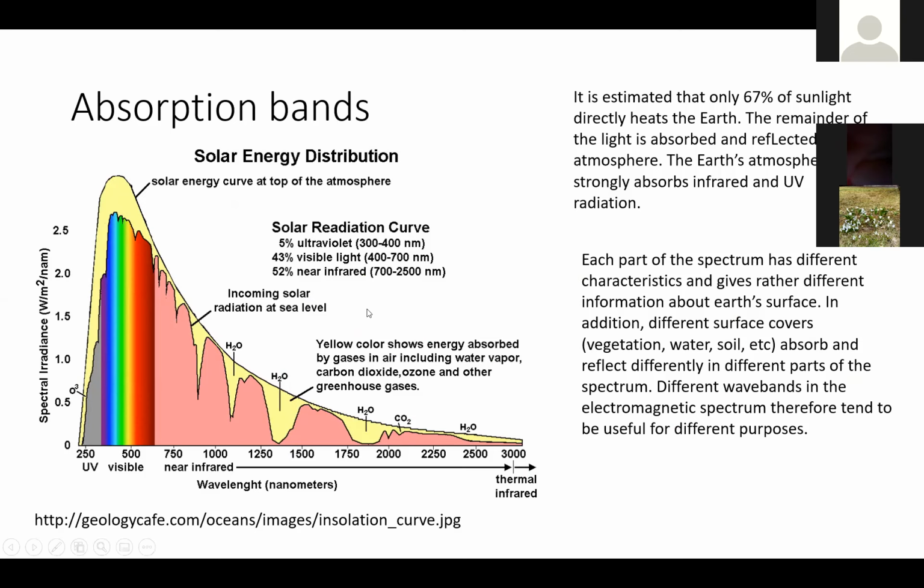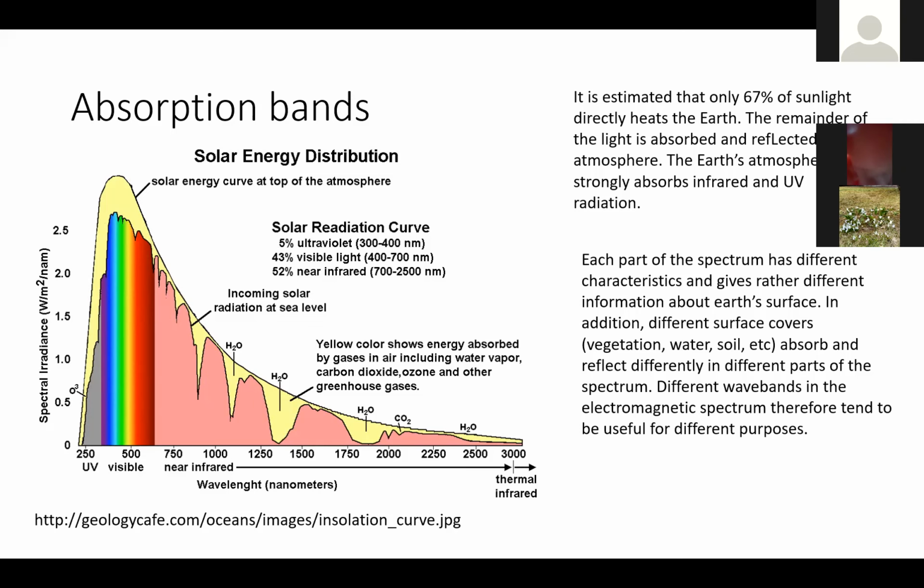So if we look at this picture, you can see that the upper curve shows us the solar energy curve at the top of the atmosphere. This is the amount of energy which is emitted by the sun at different wavelengths. So on the way to the surface, part of the energy is transmitted back, and this red line or red area is the energy which is transmitted to the Earth.